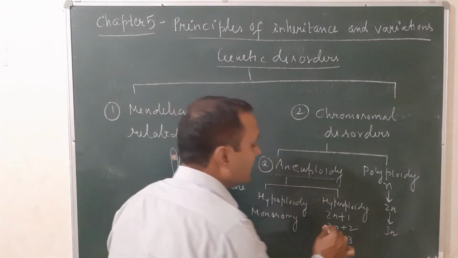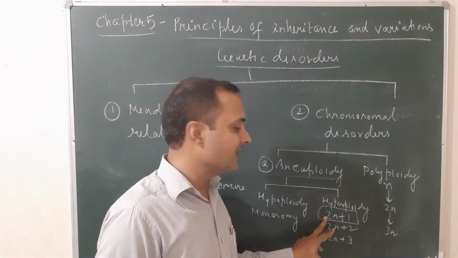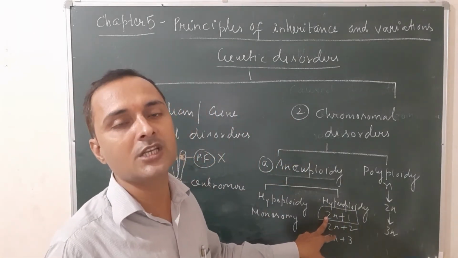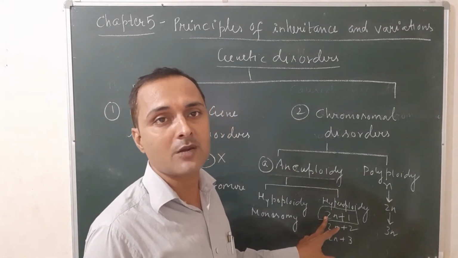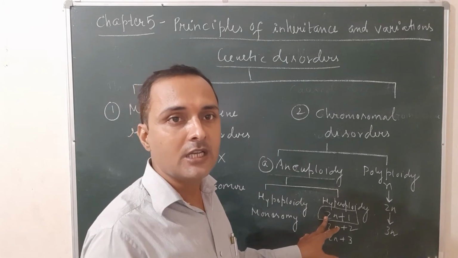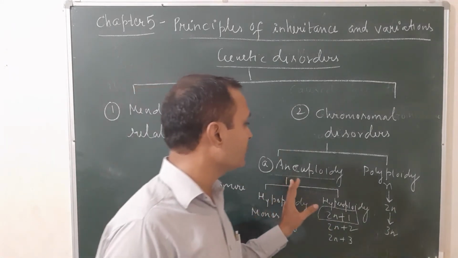But in your syllabus only trisomy is there. Examples are Down syndrome and second one Klinefelter syndrome. Because in both cases the number of chromosomes becomes 47, and normal is 46 in living organisms, in humans. Okay. So what is the difference between aneuploidy and polyploidy?